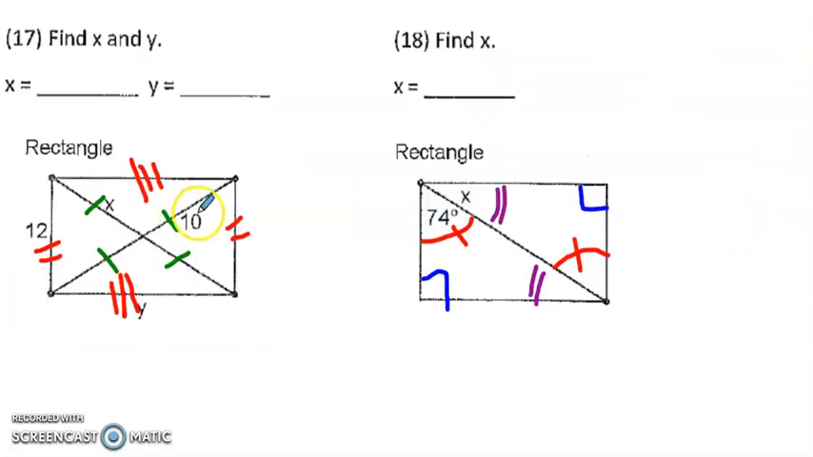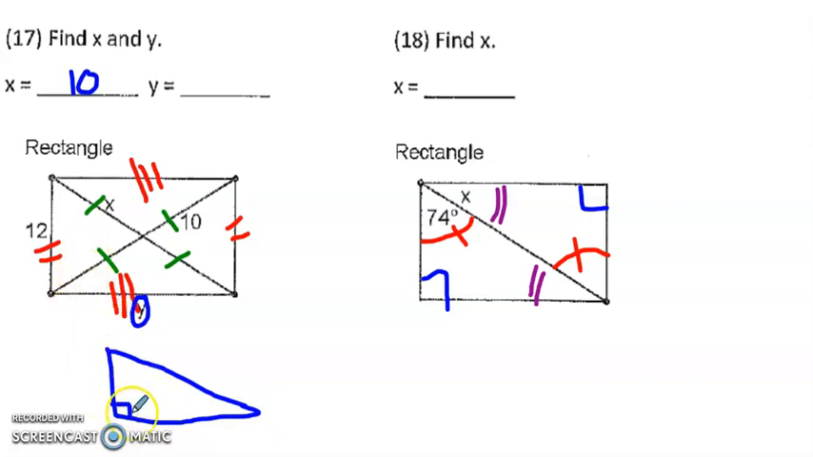This one here, we're given a 10, and if you look at the picture, actually all 4 of these pieces are 10s. So x is 10. And then we're looking for the length of y here. We have a rectangle, and we're told this length here is 12.